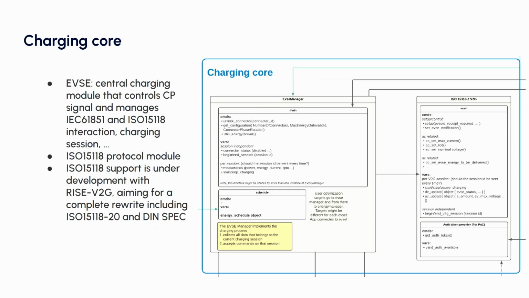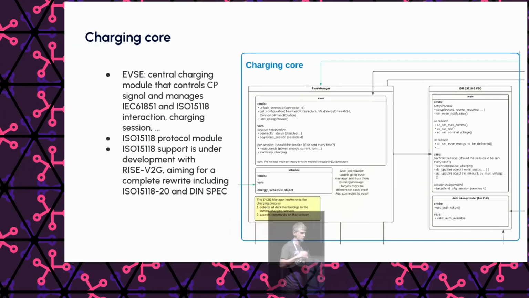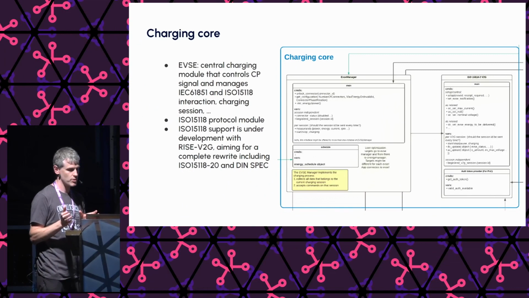What are the typical modules that are inside? So most important, of course, is kind of the charging core. There's one module which we call the EVSE manager. That's essentially the central module that controls one charging port to one car. It also owns the charging session, so it basically knows when it starts, knows when it ends, it knows everything in between, like how many kilowatt hours have been charged and all that.